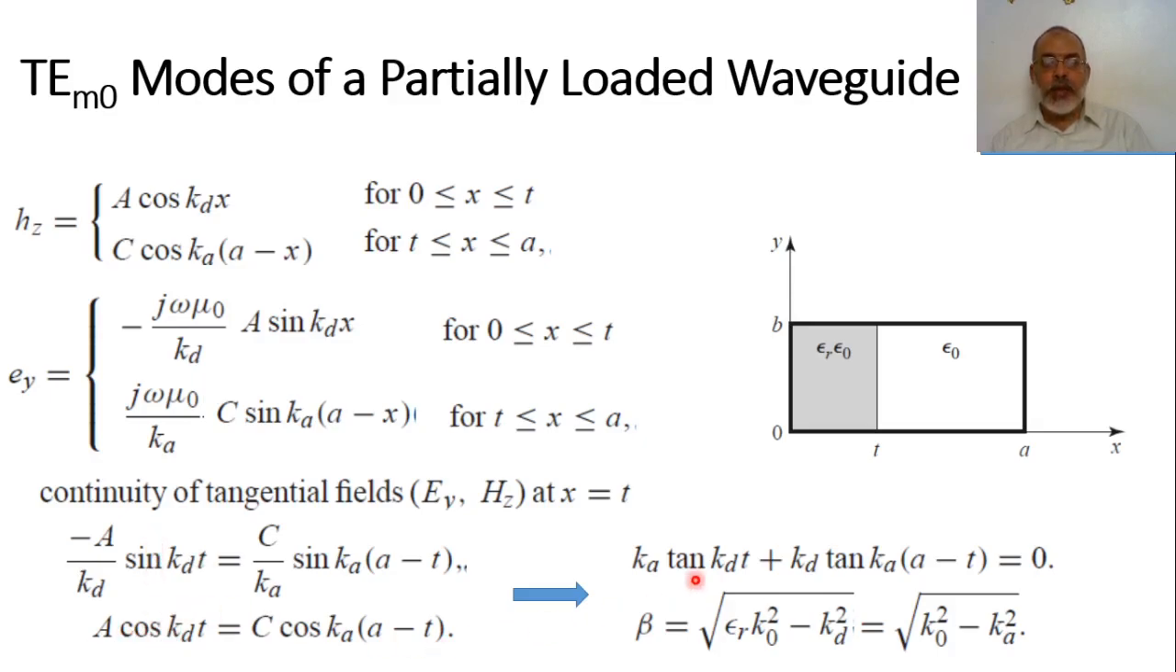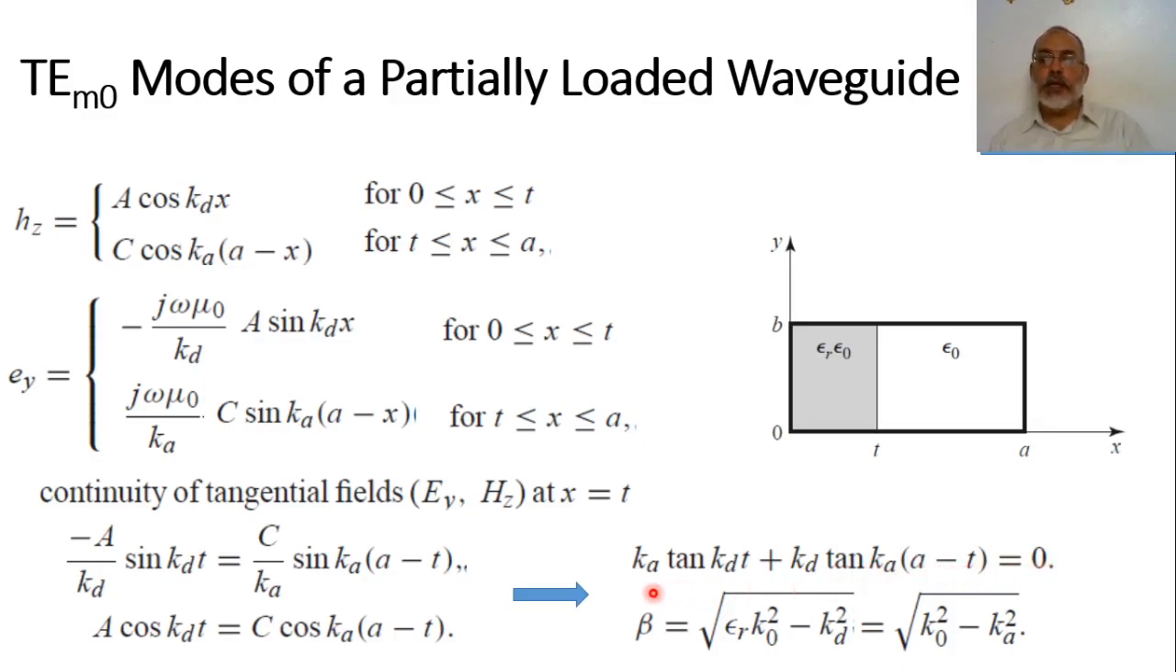this is tan kd t. So the first one is minus 1 over kd tan kd t equals 1 over ka tan ka multiplied by a minus t. By multiplying this by ka and multiplying this by kd and getting this term to the other side, we can obtain the characteristic equation as ka tan kd t plus kd tan ka multiplied by a minus t equals 0.